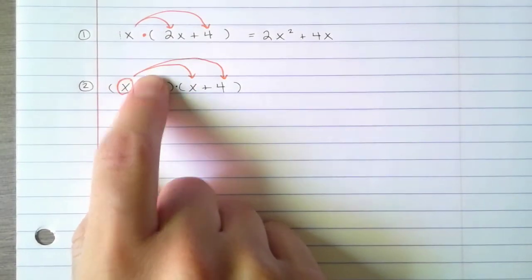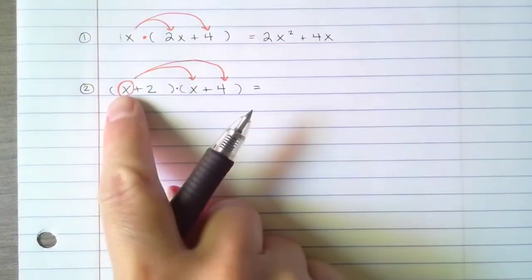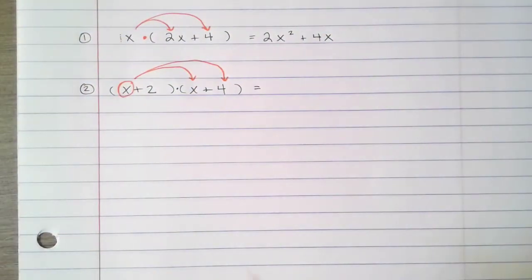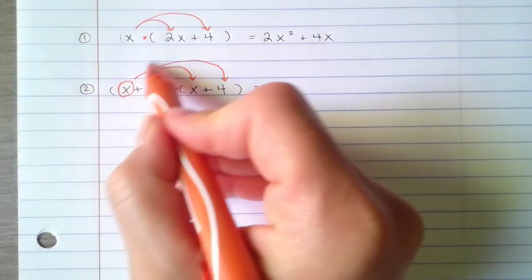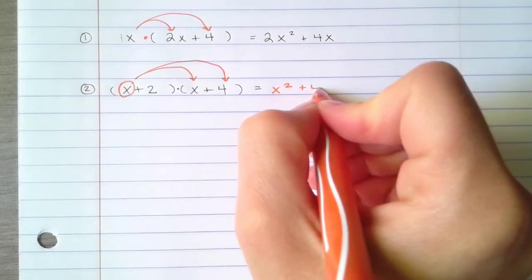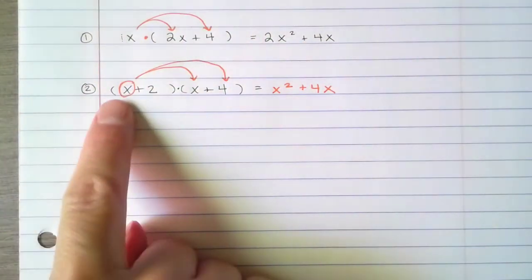So you're going to do the x just like you did up here. Distribute the x to the x. So that's x times x, which is x squared. X times 4 is 4x. Hey, that looks familiar, almost like what we had up there. But that is only the x.